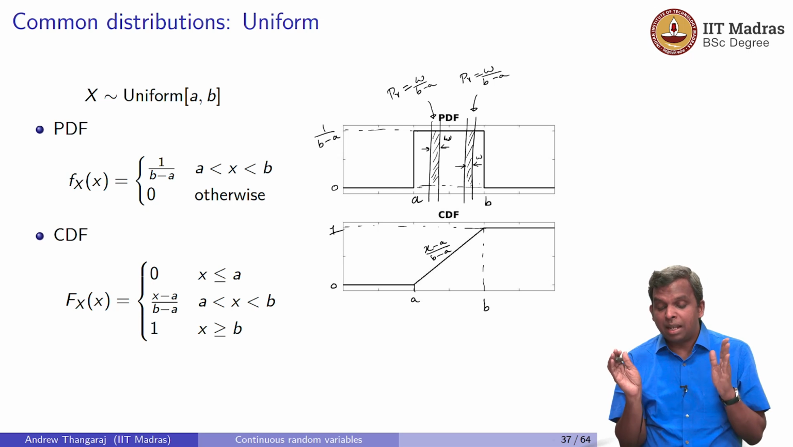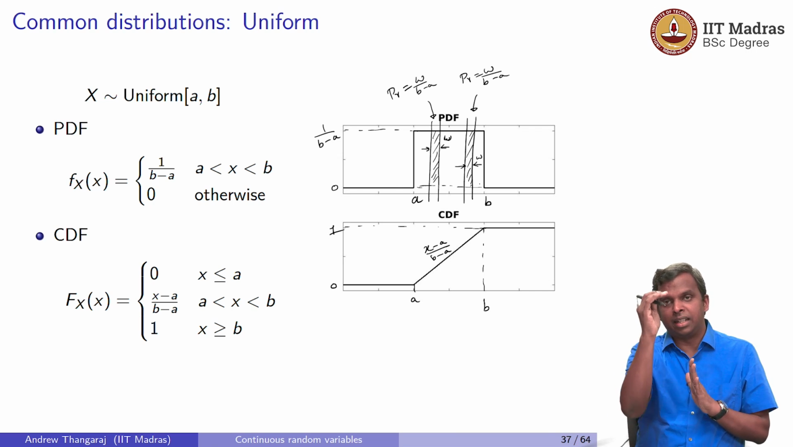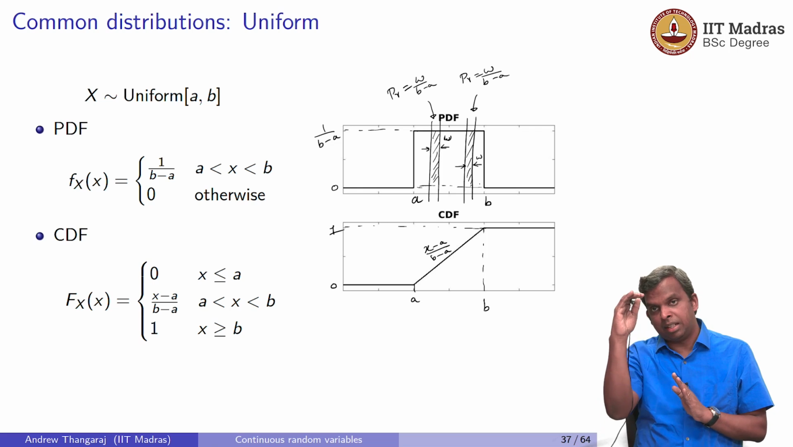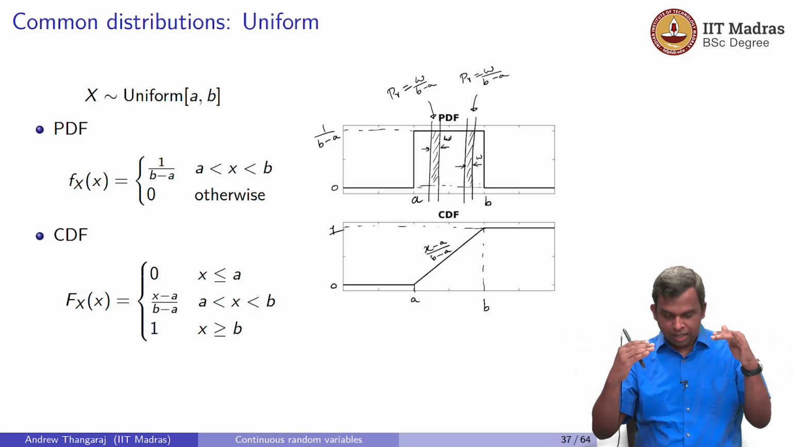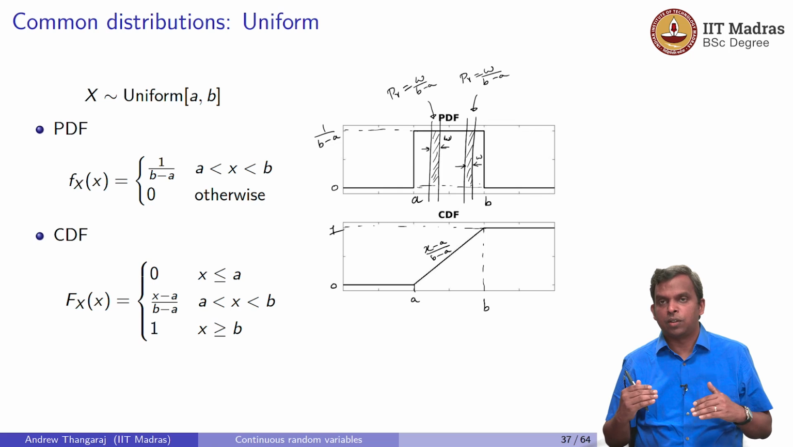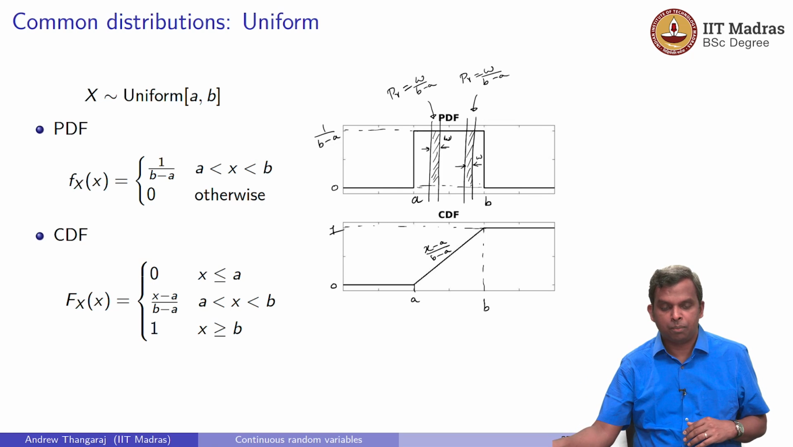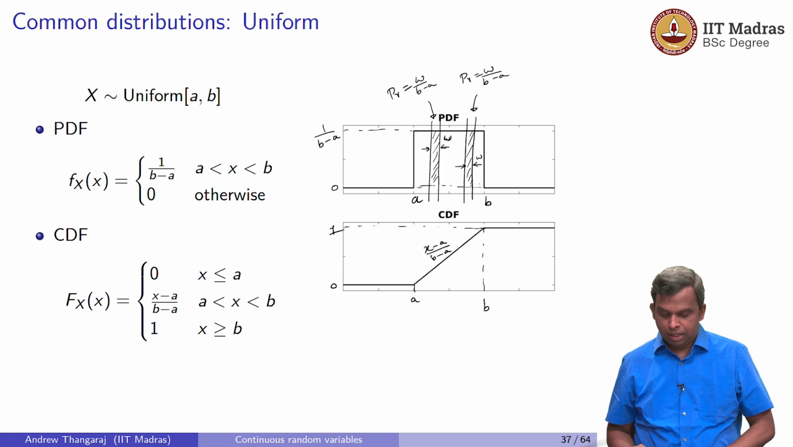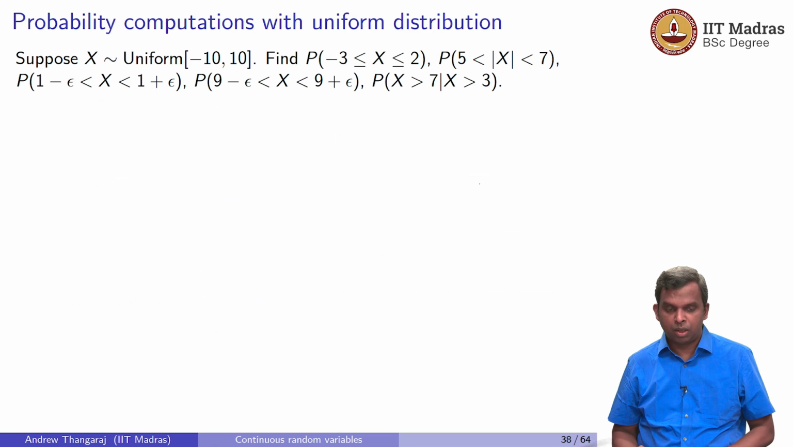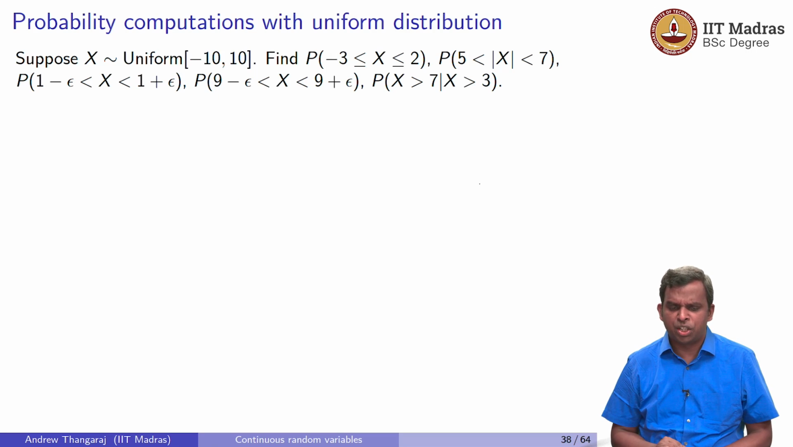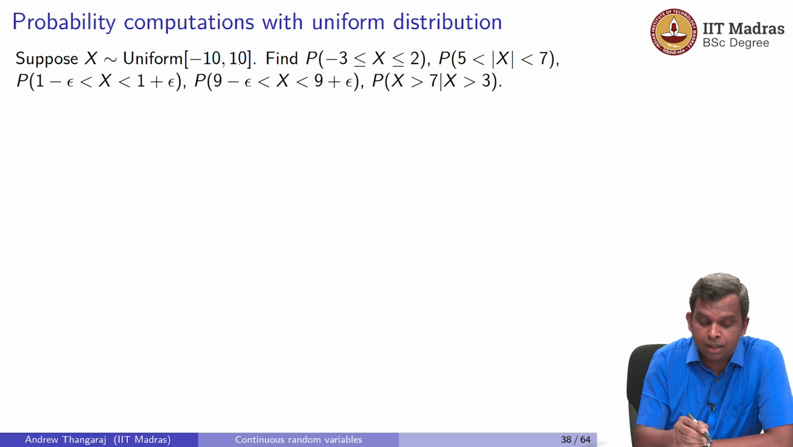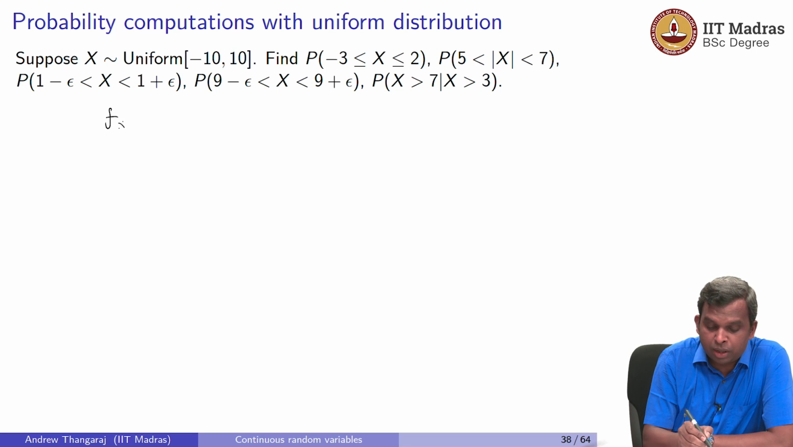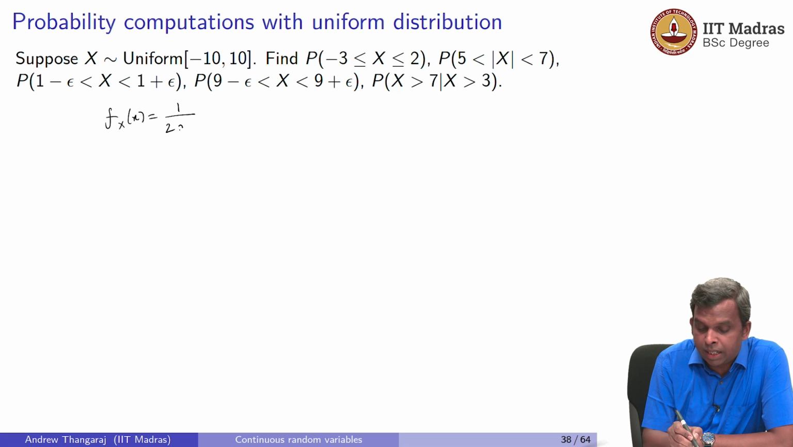Now if a and b are close together, the height will start increasing. 1 by b minus a will keep increasing as a and b come close together, and as a and b separate out, the height, 1 by b minus a, falls down. So keep that in mind. That's the uniform distribution. One can do computation of probability here. So here is a uniform distribution from minus 10 to 10. f_X(x), start with writing out the PDF, is 1 by 20.